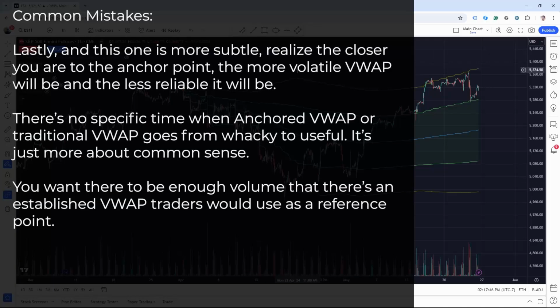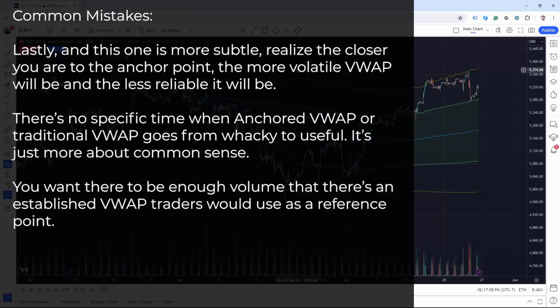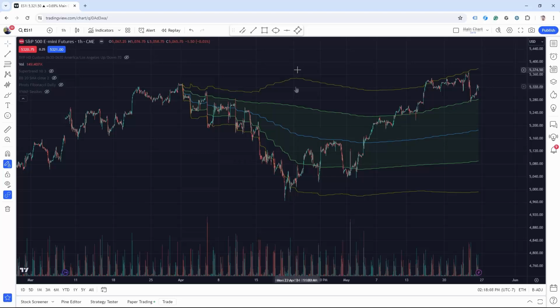The last common mistake is more subtle, but it's to realize the closer you are to the anchor point, the more volatile VWAP will be and the less reliable it will be. There's no specific time when Anchored VWAP or traditional VWAP goes from wacky to useful. It's just more about common sense. You want there to be enough volume that there's an established VWAP traders would use as a reference point.